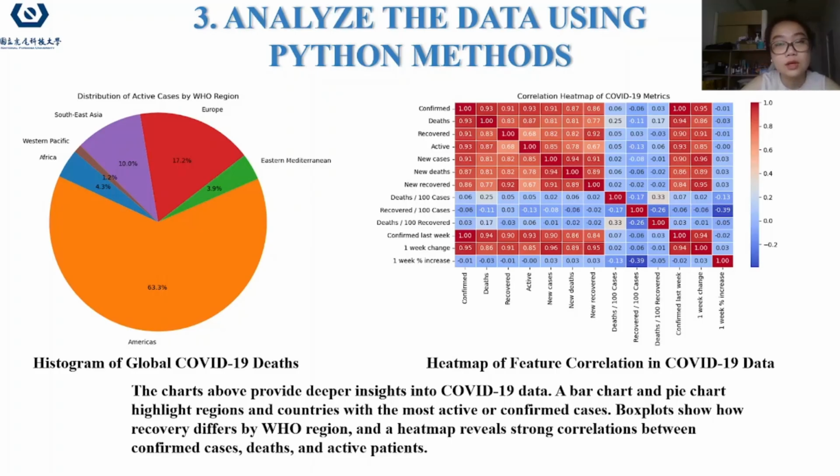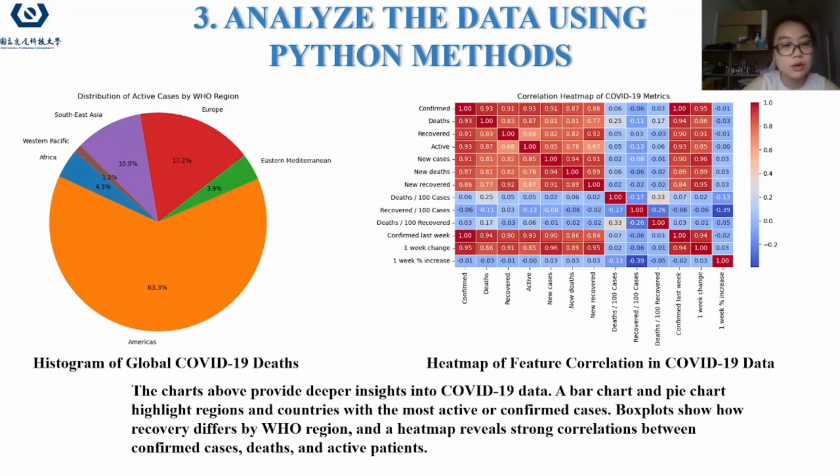And then you can look at the heat map to see the correlation between the attributes in this dataset, the correlations in the COVID-19 data. And this has a lot of types of correlation. You can see the bar in here goes from -1 to 1. As you can see, the charts above provide deeper insight into the COVID-19 data. A bar chart and the pie charts highlight the regions and countries with the most active or confirmed cases.